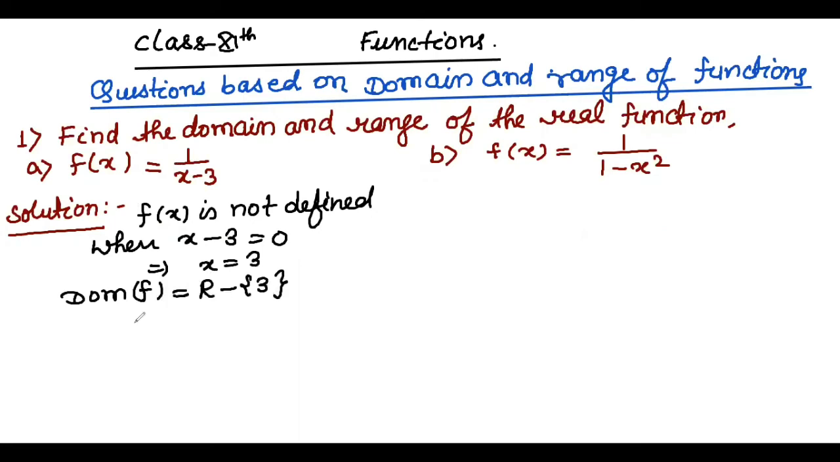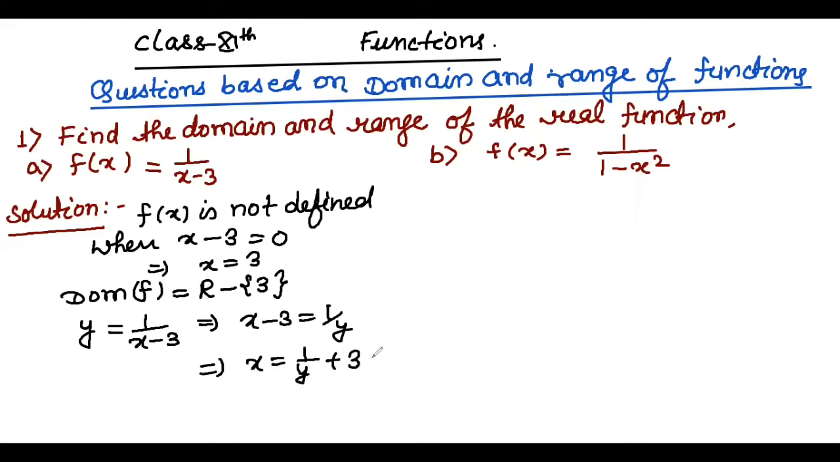Now we will find out the range. We know that the general process of finding range is: y is here 1 by (x minus 3). We will find out x in terms of y. So x minus 3 equals 1 by y. Now x equals 1 by y plus 3. So we can write it as (1 plus 3y) by y. So here x is not defined when y equals 0. When y equals 0, then x is not defined.